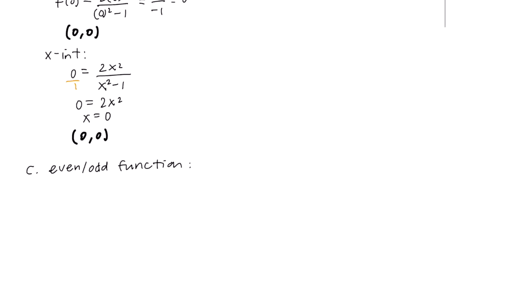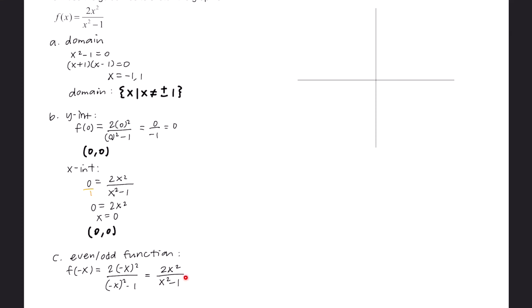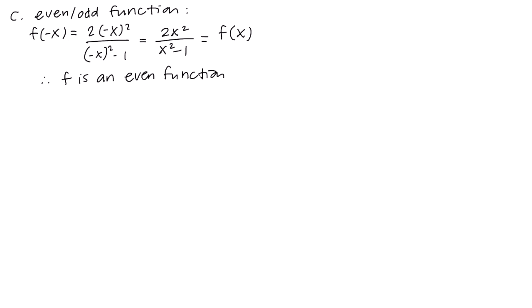For part C, we're going to check if this function is even or odd. So we plug in negative x into the function, and when we simplify, we have negative x quantity squared, so this makes positive x squared. And then same thing right here, this is going to make positive x squared minus 1. And you can see that this is equal to the original function. Therefore, f is an even function and has y-axis symmetry.